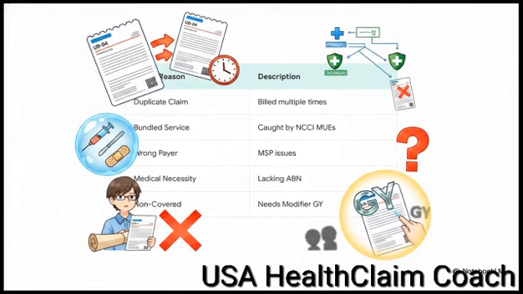First up, duplicate claims. This usually happens when an impatient biller hits resubmit before that agonizing 30-day processing window is actually up. Second, we've got bundled services. This is where you try to bill separately for a service that's already baked into a global fee. Third is sending the claim to the wrong payer, usually due to a mix-up with coordination of benefits. Fourth on the list is a lack of medical necessity, which almost always comes down to a missing advance beneficiary notice. And finally, number 5, billing for non-covered services without attaching the proper GY modifier.